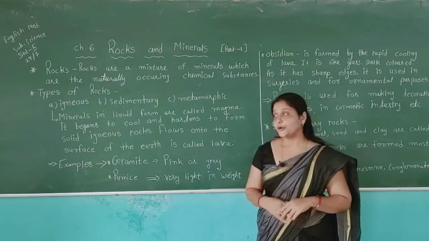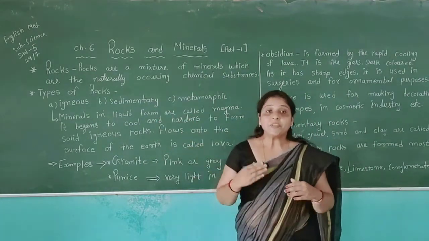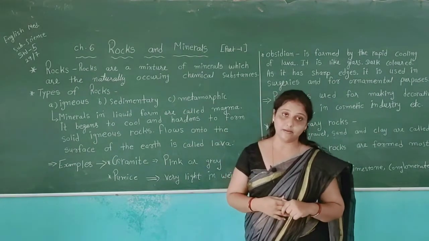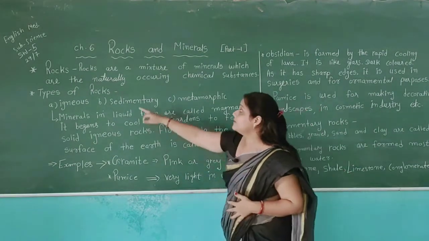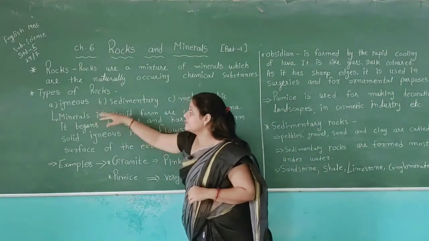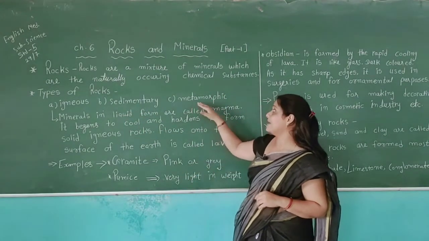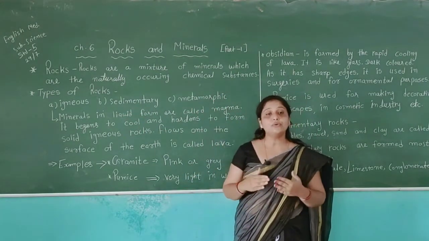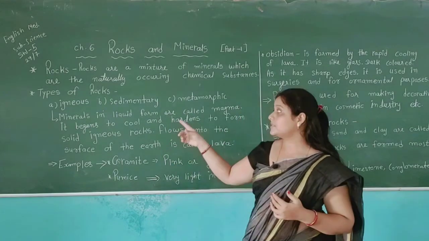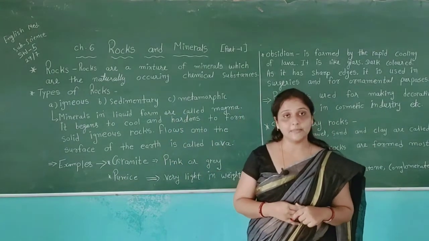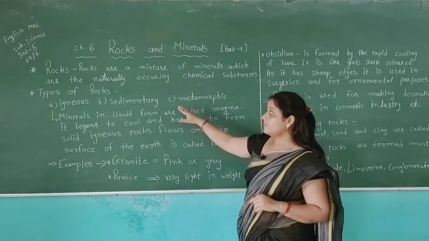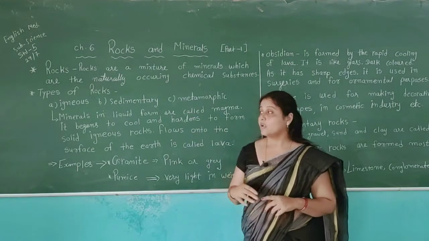substances, called rocks. Then we have also seen different types of rocks available. We have a total of 3 types of rocks: first, igneous, second, sedimentary, and third, metamorphic. Then, the first type, igneous.